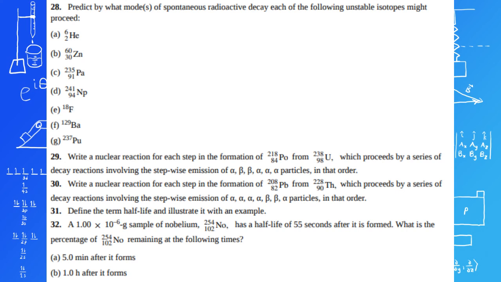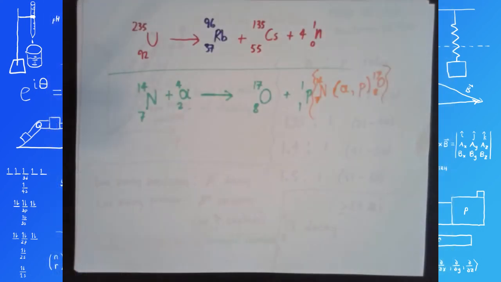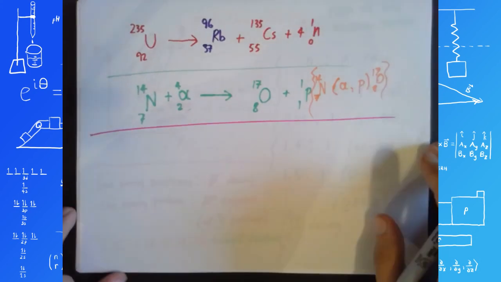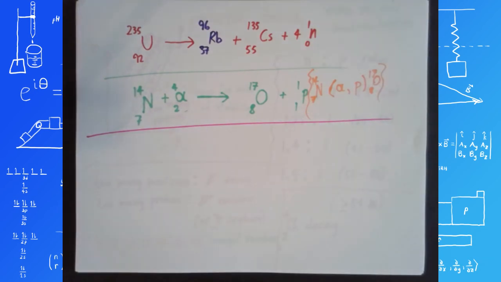Number 30, write a nuclear reaction for each step in the formation of lead-208 from thorium-228, which is basically the same as 29. 31, define the term half-life and illustrate it with an example. So we've talked about half-life before. Let's go ahead and dig into the topic of half-life in the context of nuclear chemistry. We've done it before in video number 12 when talking about chemical kinetics. And in the chemical kinetics video, we did see some problems that involved radioactive decay, but I skipped on them because I felt that it wasn't appropriate to dig into radioactivity at the time.